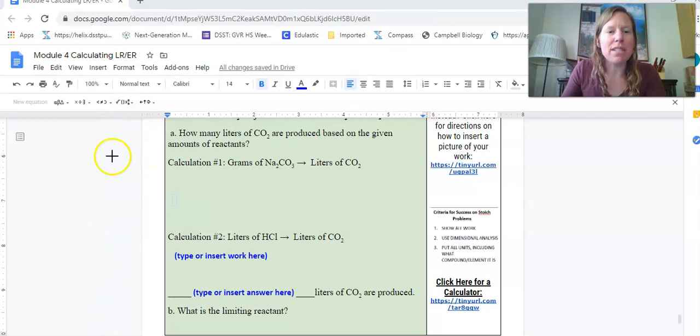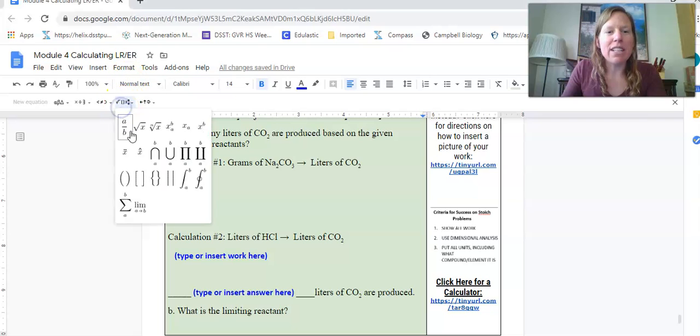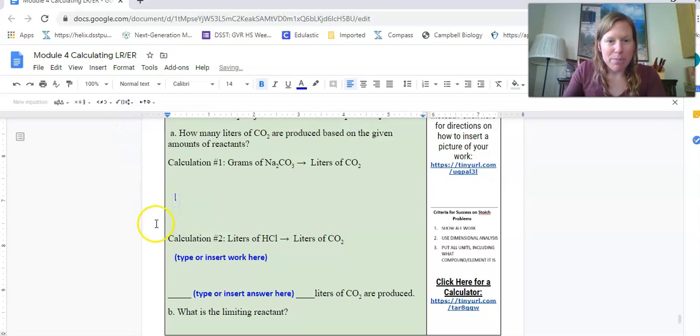The one I want to use specifically is this A over B right here. So I want to make sure I'm doing A over B, since that is how I'm representing my problems. So now my cursor will get smaller. Always start with my given over 1.